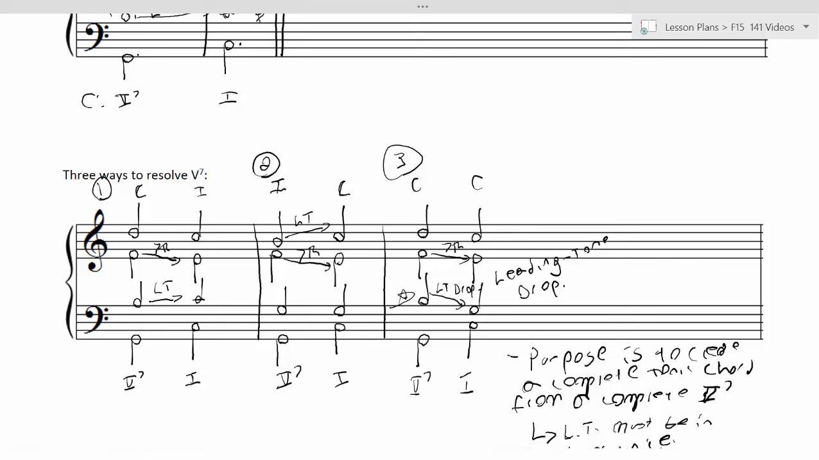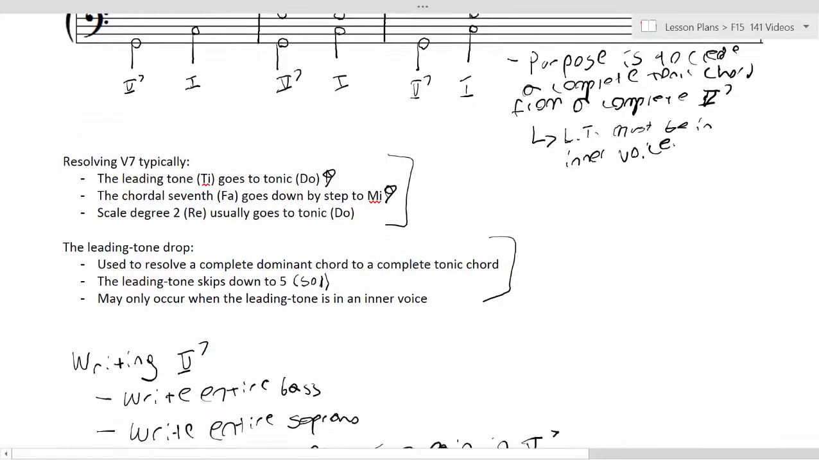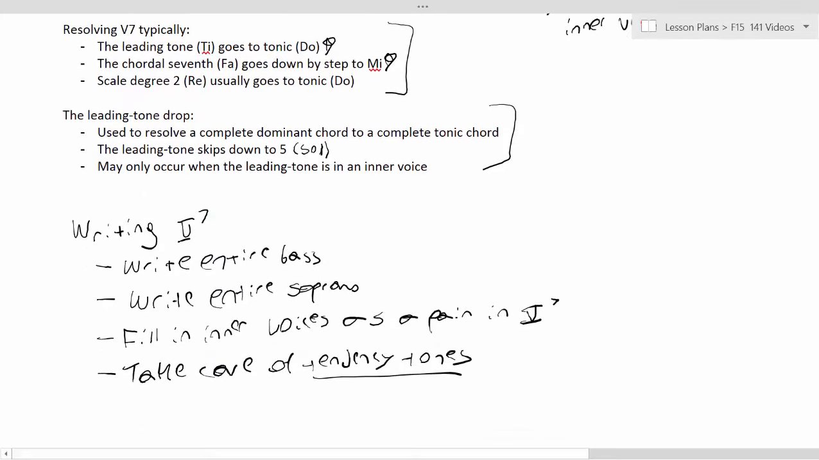So try writing some 5/7 to 1 on your homework, and let me know if you have any questions. I'm going to scroll down to these notes just in case you didn't get them for your worksheet.